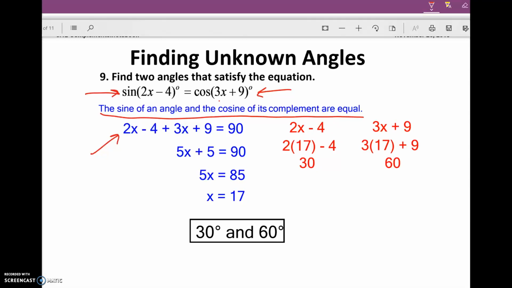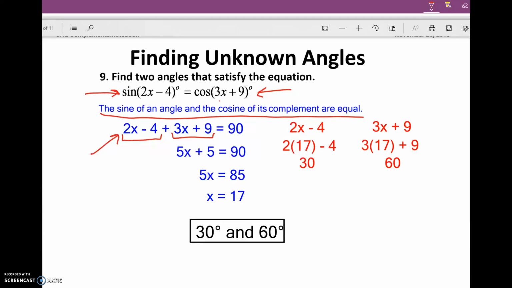So that's why I set up this equation right here. This would be a good time to write this down into your notebook as well. We know that 2x minus 4, which is coming from our sine function above, and 3x plus 9 is equal to 90 degrees. And we know that because in a right triangle, of the three angles, one of them is already 90 degrees. The two remaining ones have to add up to 90.